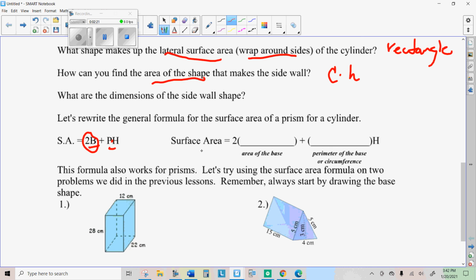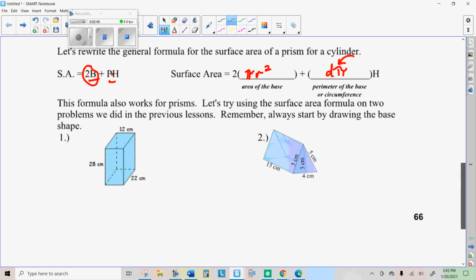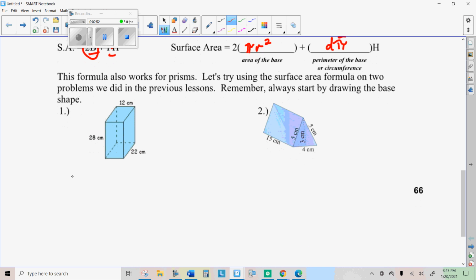So if we put that in terms of circles, the surface area is 2 times pi r squared, plus the diameter times pi times the height, because that's the circumference, or the perimeter. All right, this formula, as you have seen, also works for prisms. So let's write it down. We're going to take two bases plus the perimeter times the height.